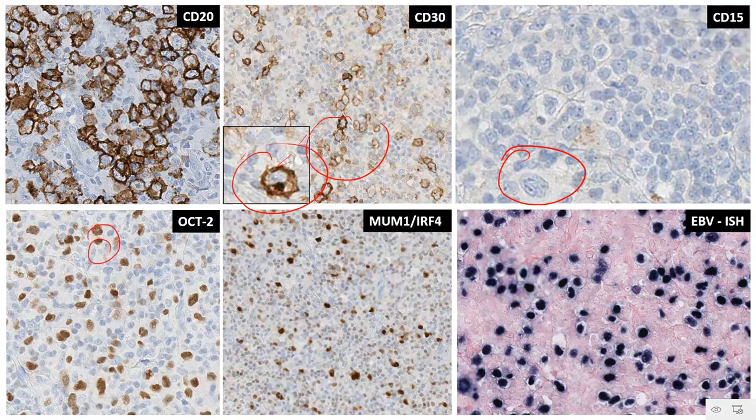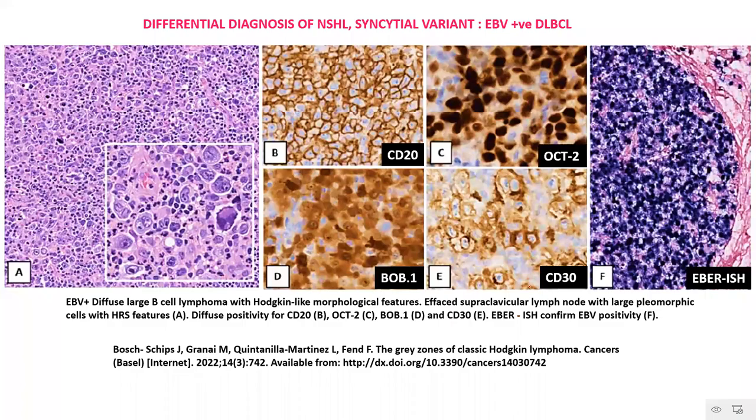OCT2 shows a relatively strong nuclear positivity, just like a mature B cell. The post-germinal marker IRF4 MUM1 seems to be positive in some of these cases. And because these cases are associated with EBV infection, if you do an in-situ hybridization for EBV-associated RNA, you see that there is a strong nuclear positivity.